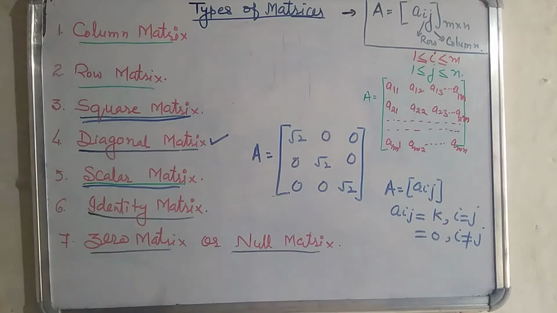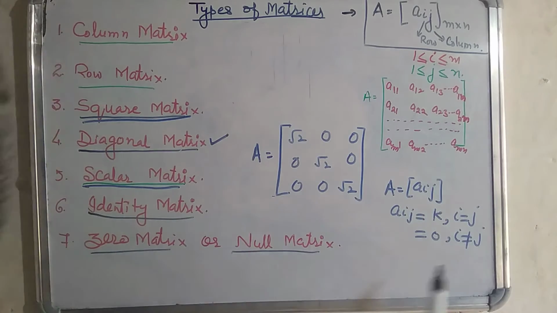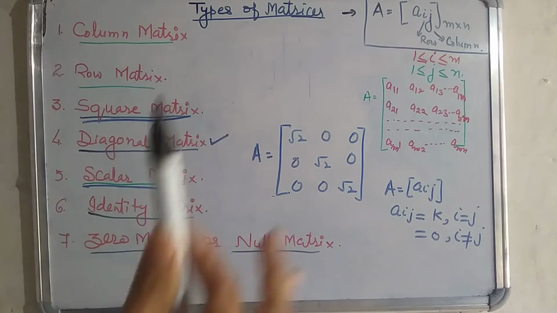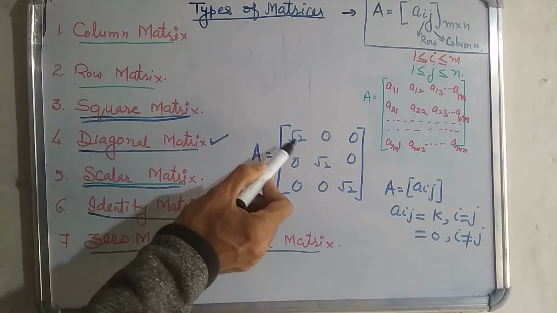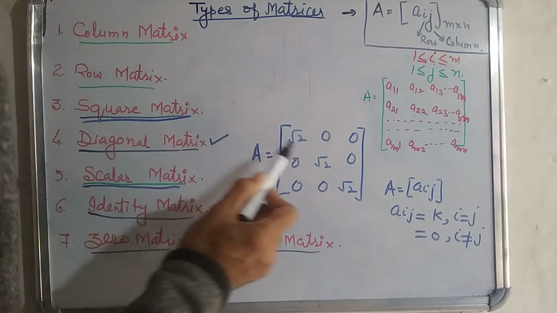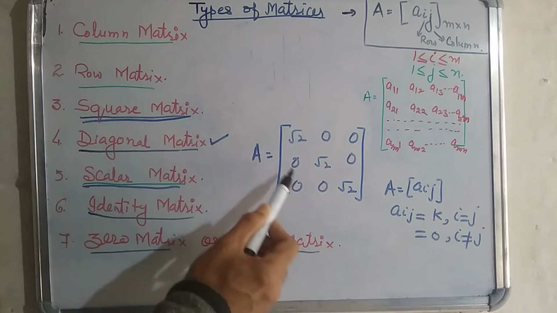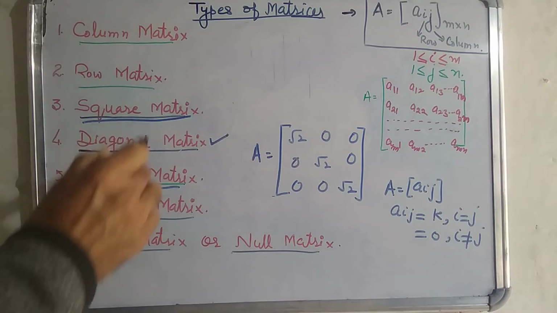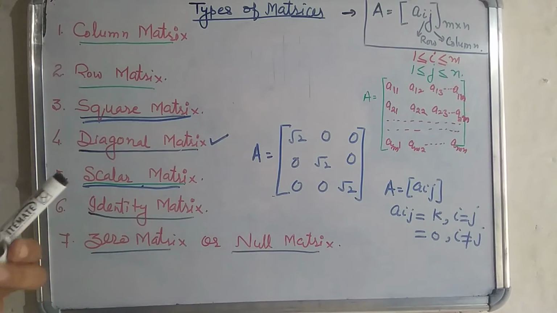When the ith row and jth column are equal, then it is some scalar k, and when i is not equal to j it is 0, in general. And from the example you can see all the diagonal elements are equal and non-diagonal elements are all zeros. Therefore, a diagonal matrix is called a scalar matrix if all the diagonal elements are equal.